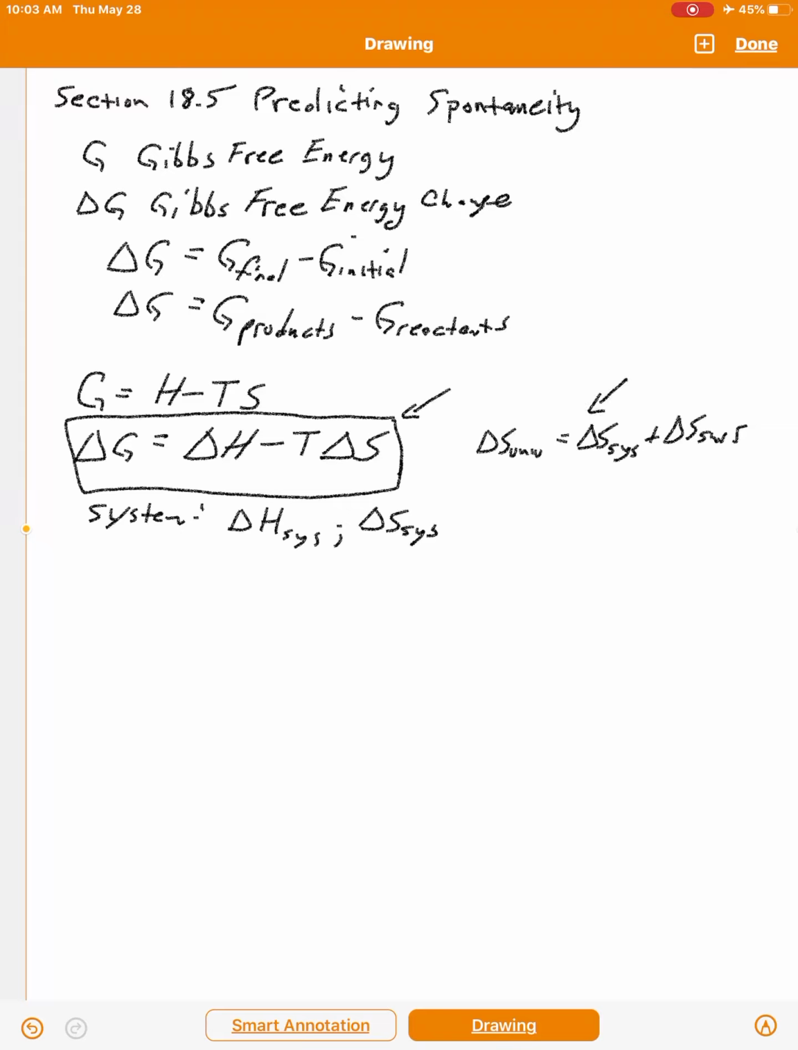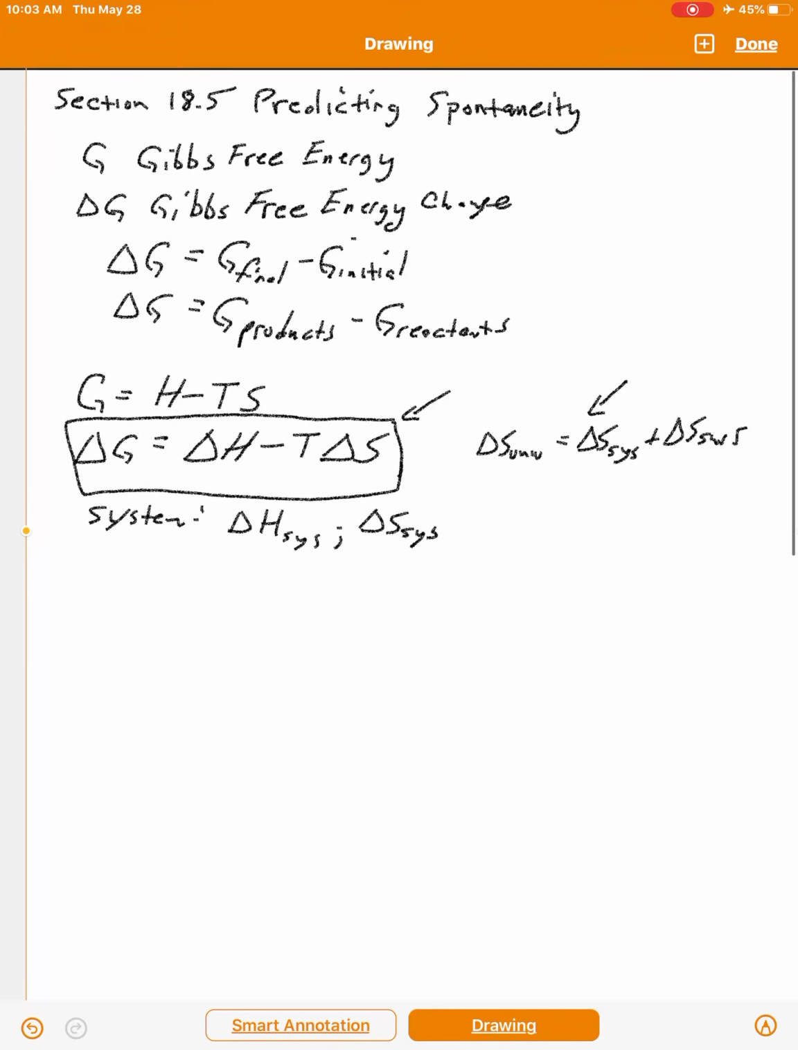The reason for that is that energy is easy to measure. Distributions of energy, or entropies, are not that easy to measure. So generally, we can measure the transfer of heat. That allows us to calculate delta G. Okay? So we're going to use this equation, the Gibbs free energy change, delta H minus T delta S, in our calculations.